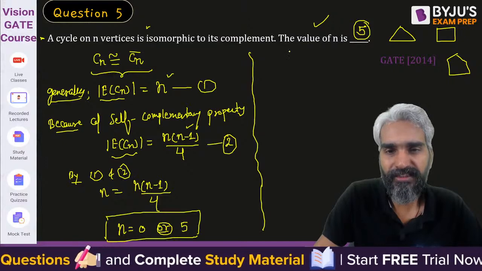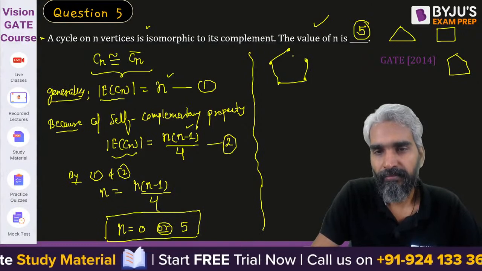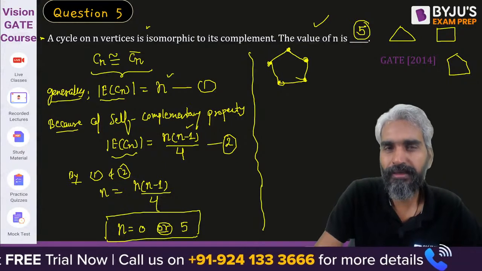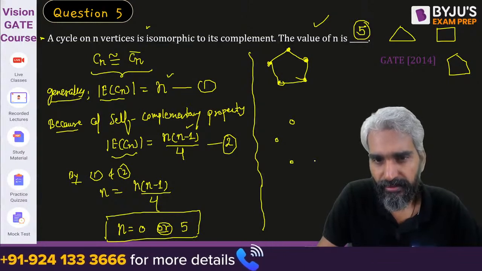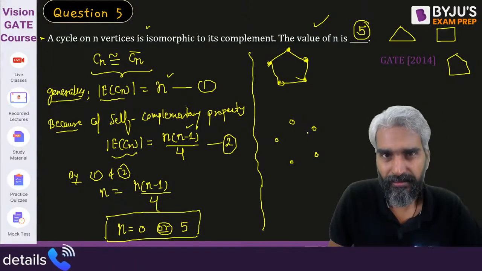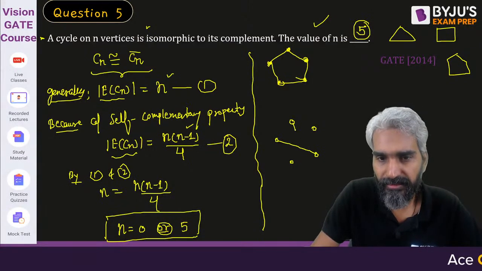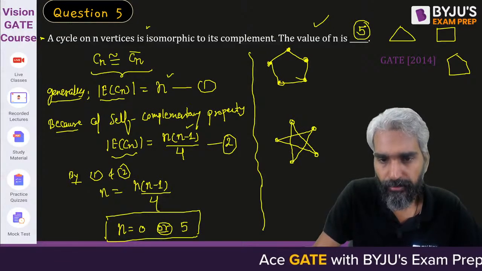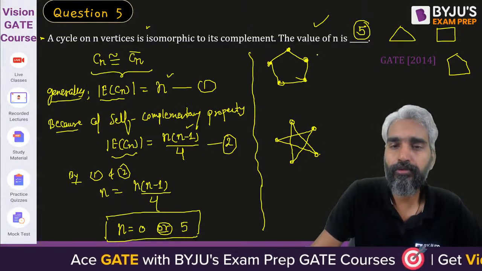If you were trying to solve this question by constructing the graph, then please try to understand. By looking at this, it doesn't seem that the complement of this will be isomorphic to this. But please try to understand what the complement of this graph will be. All these peripheral edges are present in the cycle, but these are the edges which are not present in this graph.